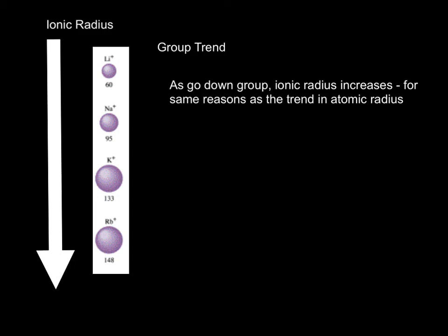So let's look at the trend in ionic radius. So this is going to be the size of ions versus just atoms. As you go down a group, okay, we're looking at the group trend. As you go down a group, ionic radius increases, and for the exact same reasons as it did with the atomic radius. So if you look at the alkali metal ions, okay, Li plus, Na plus, K plus, and Rb plus, you'll see that as you go down, they get larger.